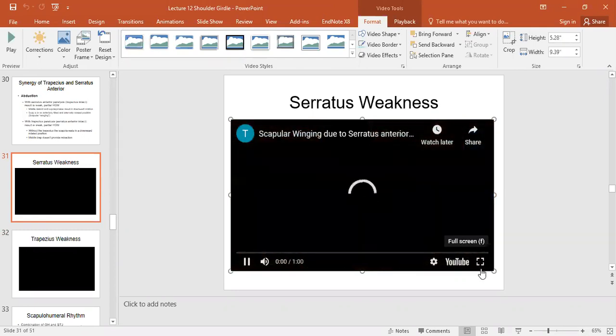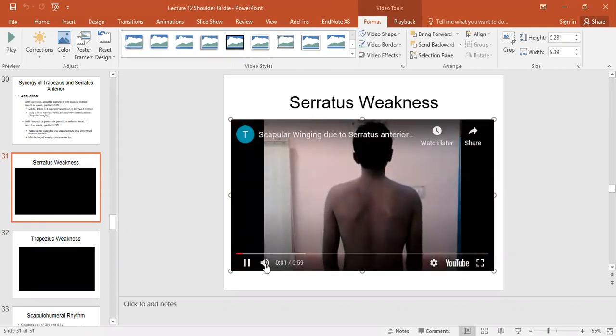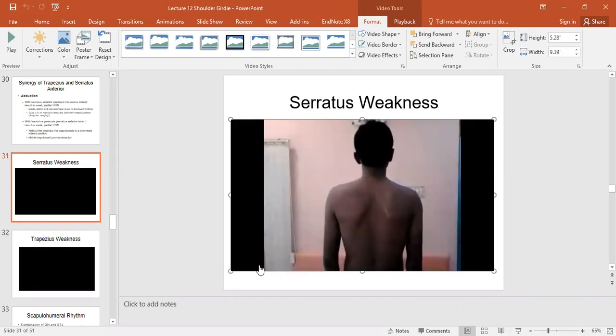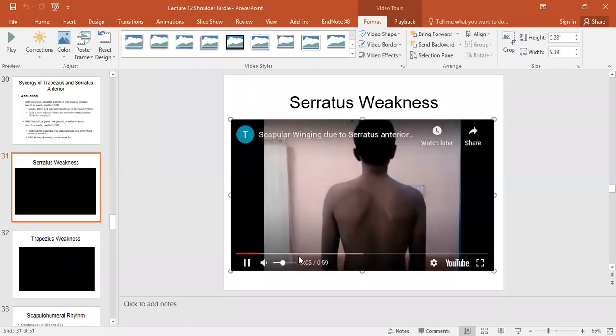It's not very big, but... Demonstration of scapular winging. Please start.